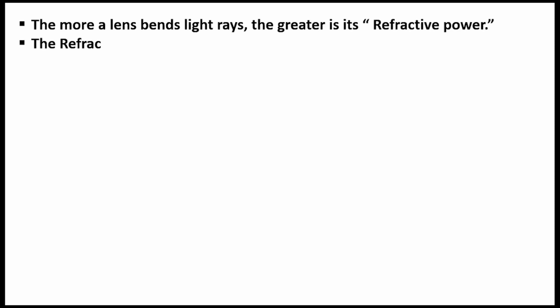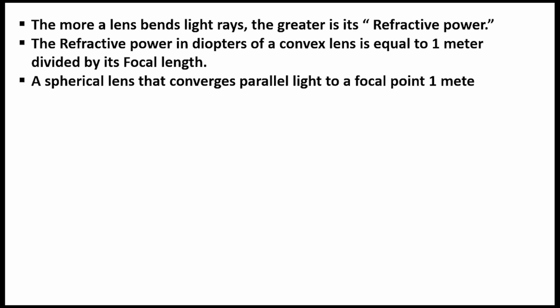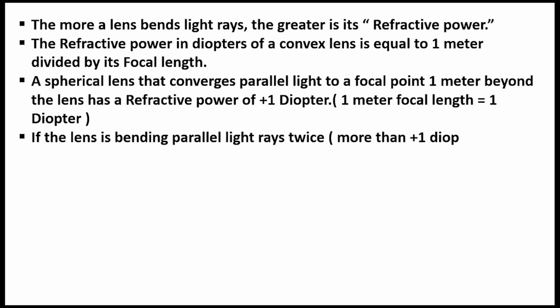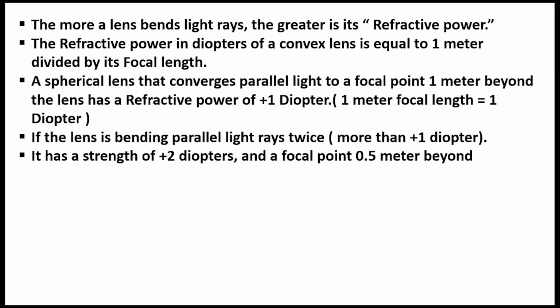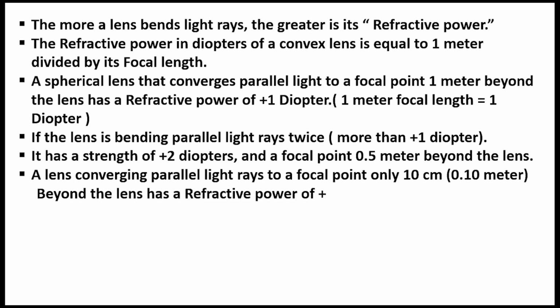The refractive power in diopters of a convex lens is equal to 1 meter divided by its focal length. A spherical lens that converges parallel light to a focal point 1 meter beyond the lens has a refractive power of plus 1 diopter. 1 meter focal length equals 1 diopter. If the lens is bending parallel light rays twice as much, it has a strength of plus 2 diopters, and a focal point 0.5 meter beyond the lens. A lens converging parallel light rays to a focal point only 10 centimeters, 0.10 meter, beyond the lens has a refractive power of plus 10 diopters.